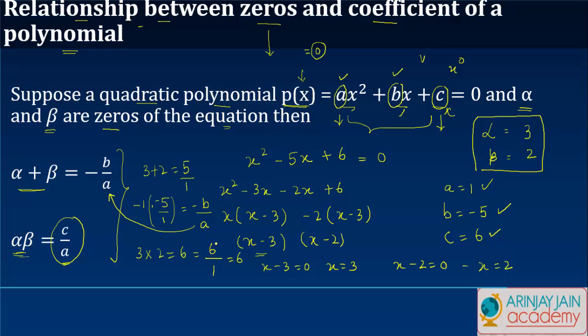So effectively, we can safely assume that for any quadratic polynomial ax squared plus bx plus c equals 0, with alpha and beta as the zeros of this polynomial, the sum of the zeros is equal to minus b upon a, and the product of the zeros is equal to c upon a.